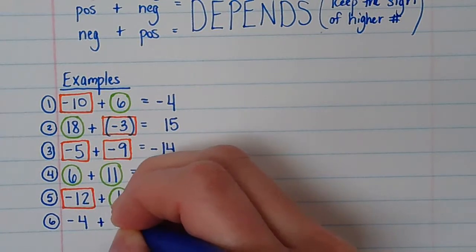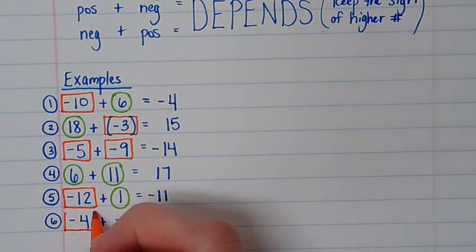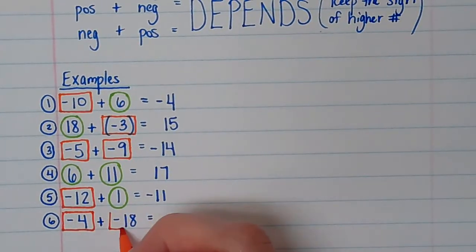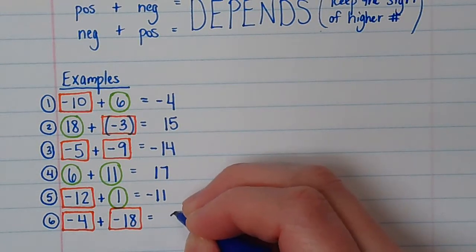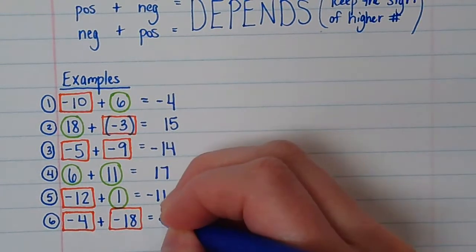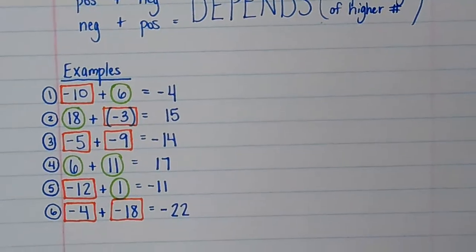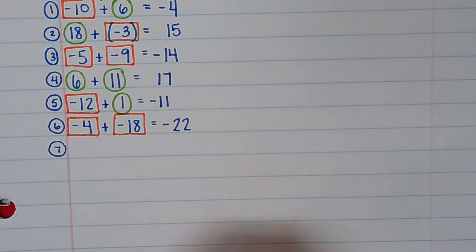-4 plus -18. Okay, I've got -4 and a -18. So both of my signs are negative. If the signs are the same, you just add them like regular. So 4 plus 18 is 22. If both of those are negative, same sign, add and keep. You're going to keep this sign the same, and it's also going to be negative. Okay, keep going.